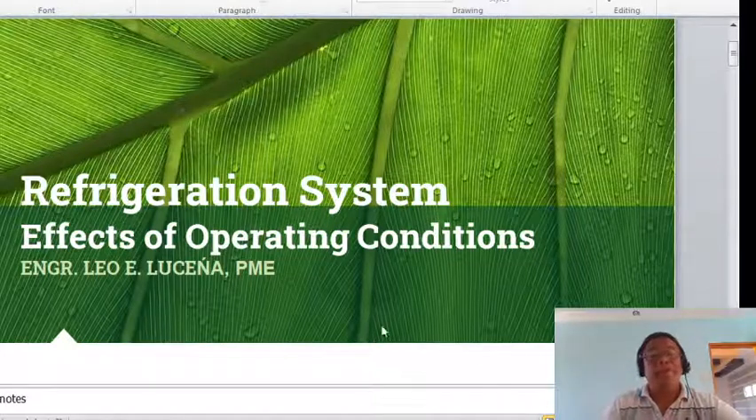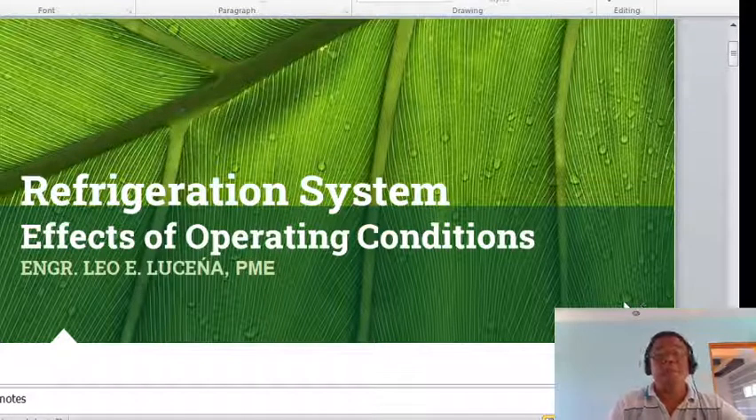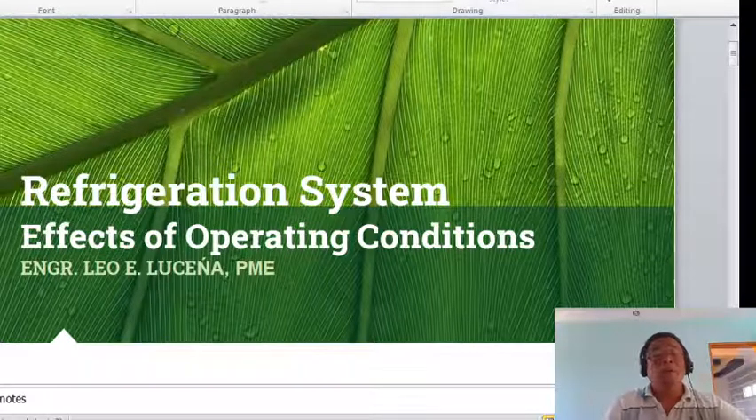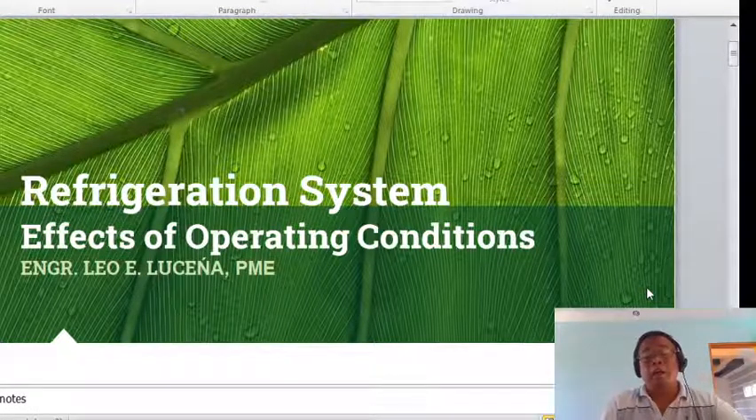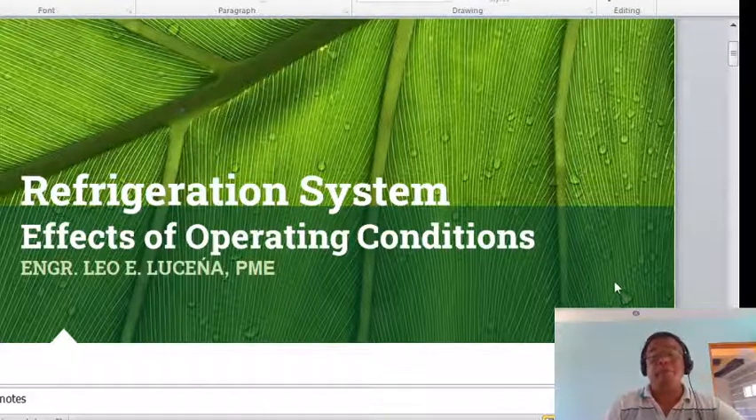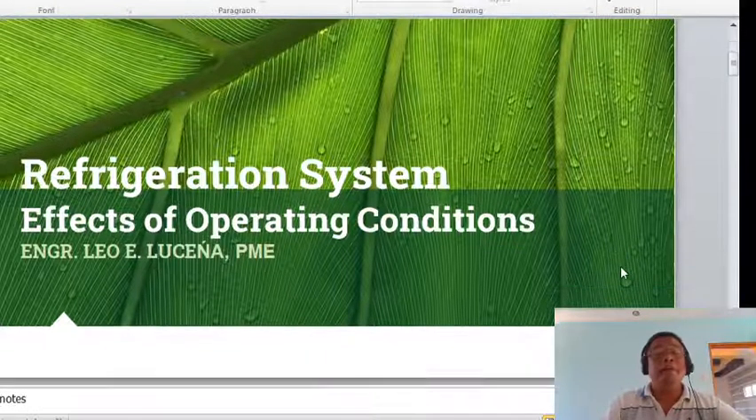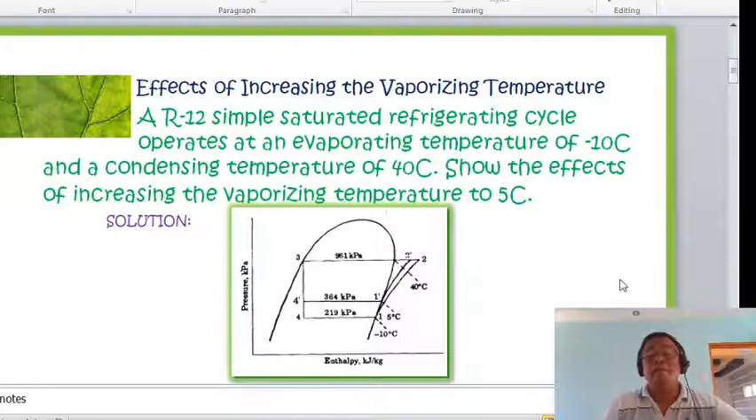Hi class, good morning. So let us now come to the topic in refrigeration system. By this time, class, I will give you the effect of operating conditions. There are several ways on how the performance of the refrigeration system is affected. This is the effect of increasing the vaporizing temperature.